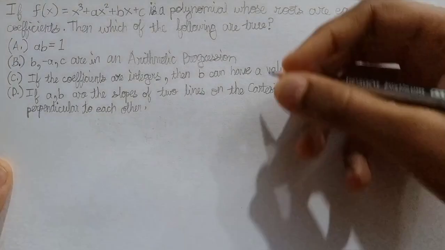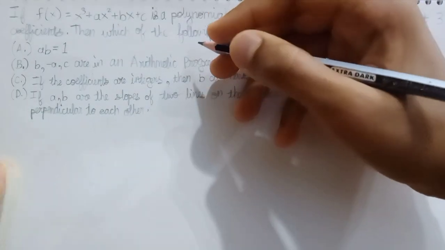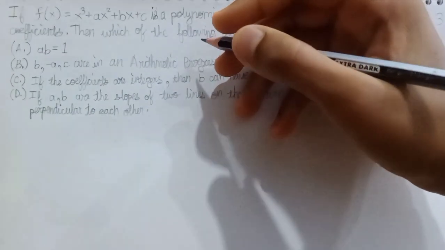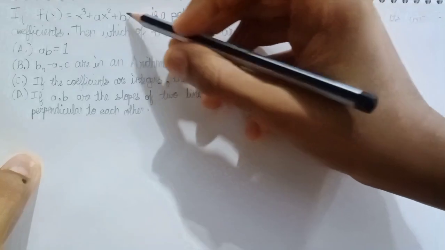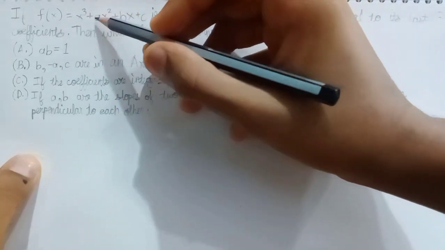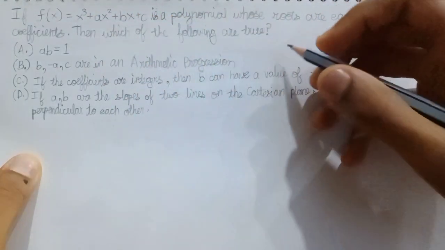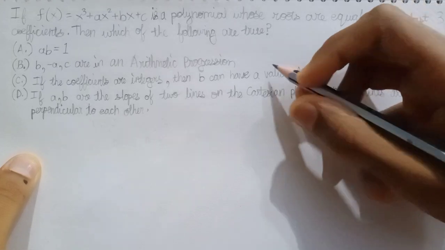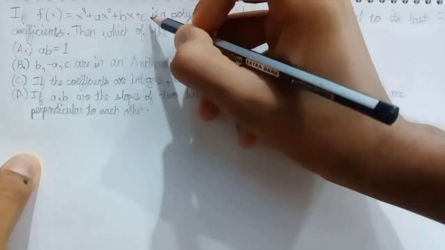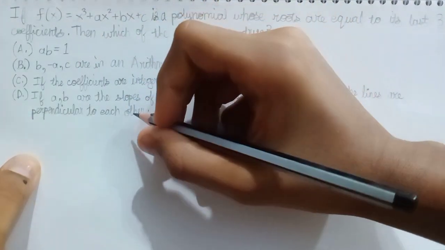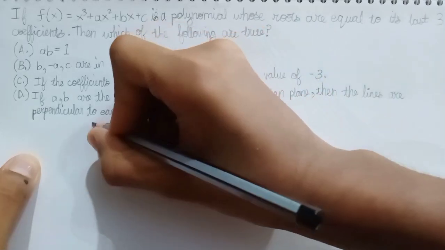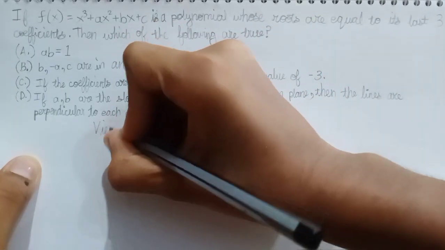Welcome, guys. As you can see here, we have a polynomial question. This is the polynomial x cubed plus ax squared plus bx plus c, and its roots are equal to its last three coefficients, which means its roots are a, b, and c. Now, what you need to know to solve this question is a formula called Vieta's formula.